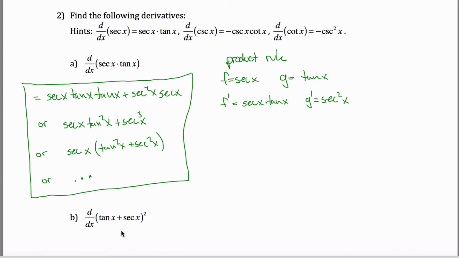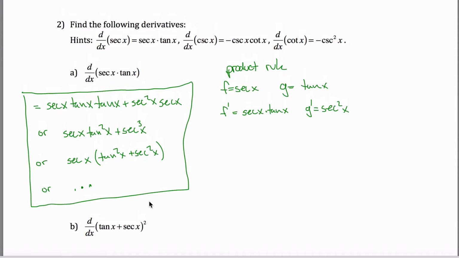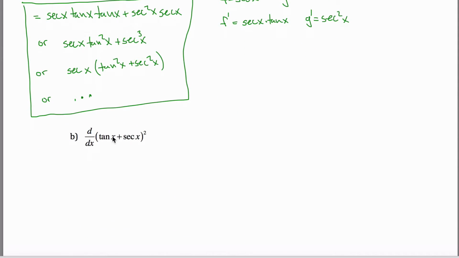What about this one? The derivative of tangent plus secant. Well, you've got options. You could use the chain rule now that we know it. But at this point, you may not have known the chain rule. So what I'm going to do instead is use the product rule again.